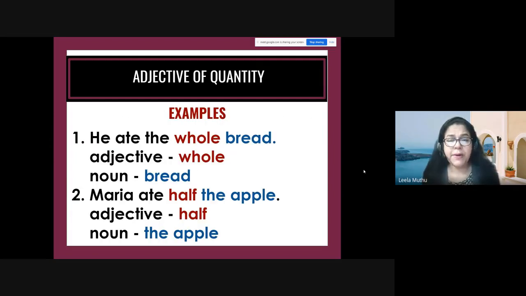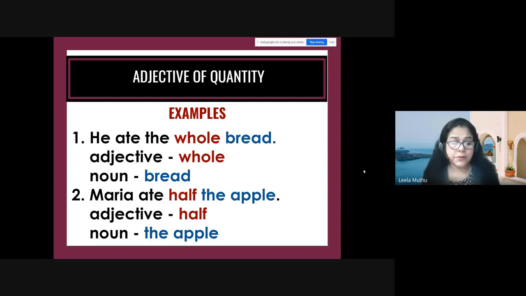He ate the whole bread. Hey, I had bought 2 loaves of bread. There's only one loaf here. What happened to the other loaf? He ate the whole bread. He ate it all. That describes how much of the bread he ate. He ate it, the whole bread.